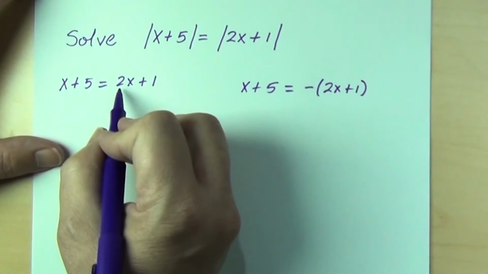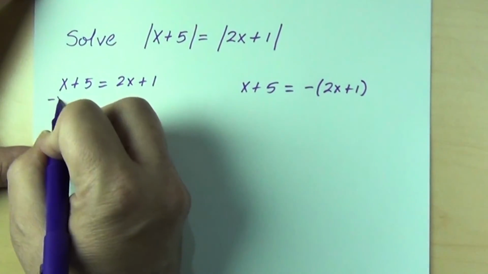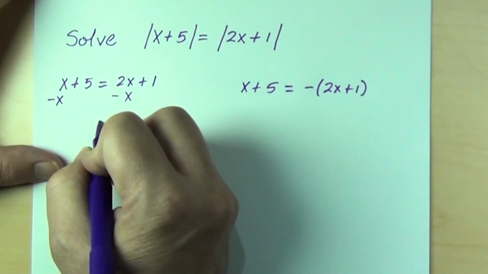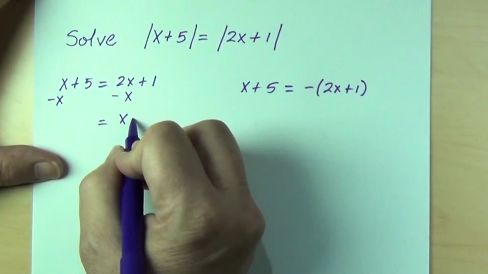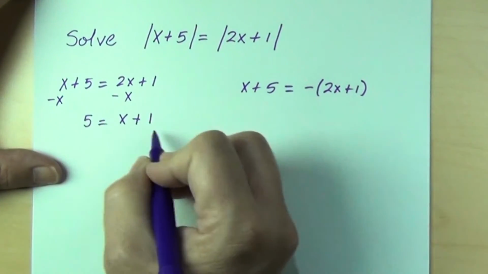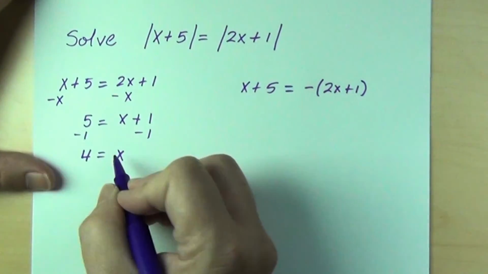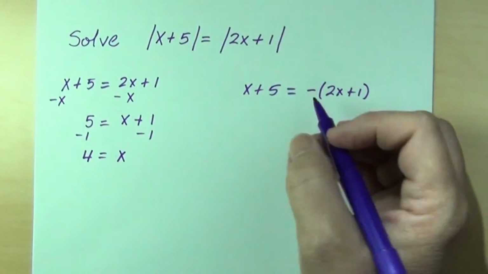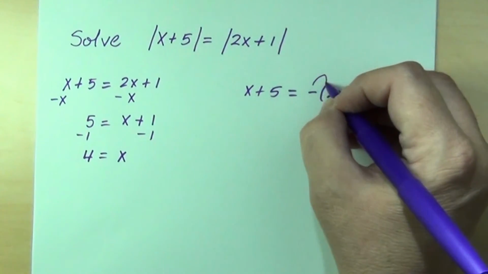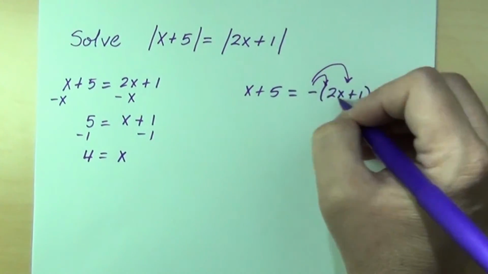Okay, so on this one, since I have the larger x on this side, I'm going to subtract the x and move the x to the right. And subtract the 1 off. And I get that x is equal to 4. And let's solve this one. Don't forget to apply the distributive property here and get that all the way through.